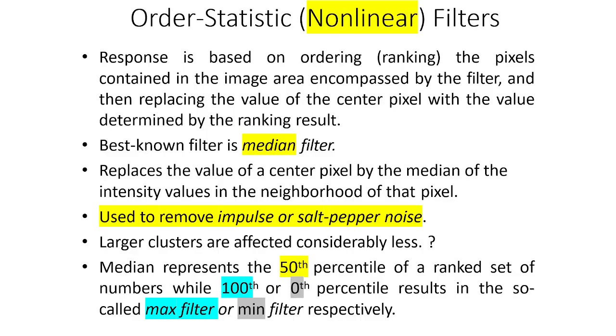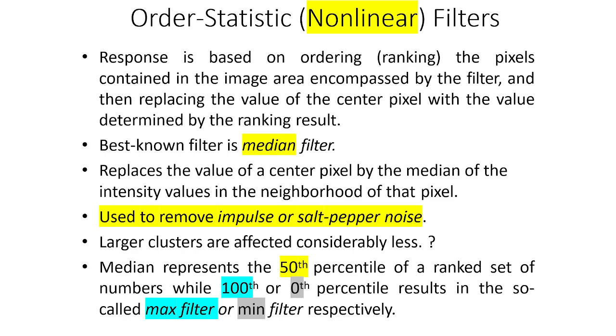Next we will see the non-linear filters. In linear filters we saw the averaging filters, weighted average filters and box filters. But in non-linear filters, we take the ranking of the pixels. You arrange the intensity values in ascending or descending order, take the median value and replace the center pixel value with it, and then it is a median filter. This median filter is used to remove salt and pepper noise.